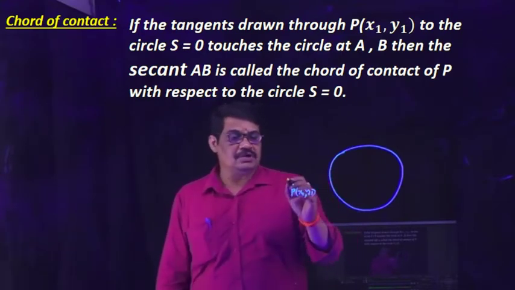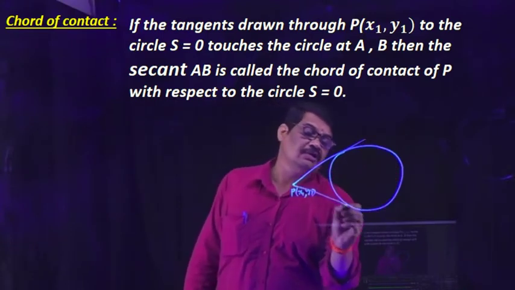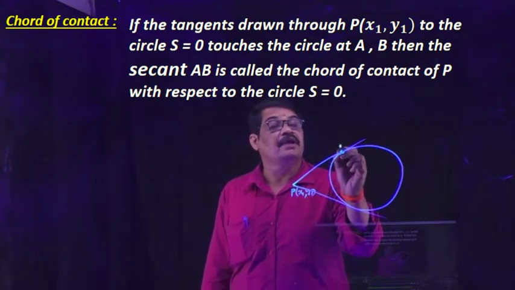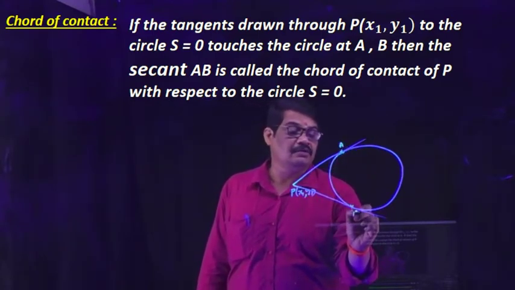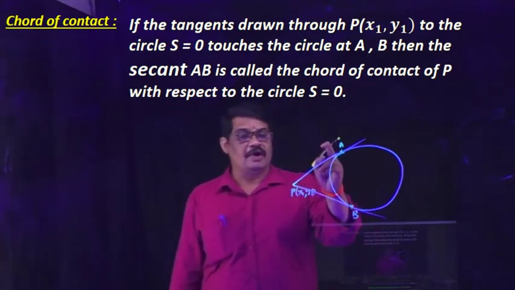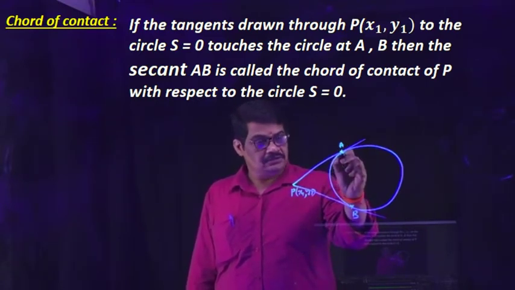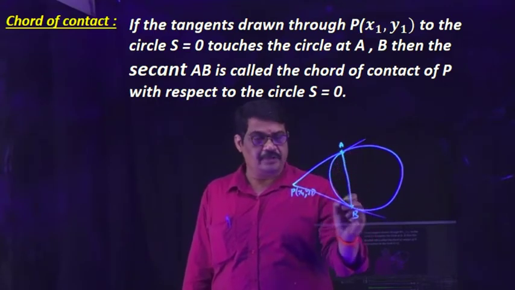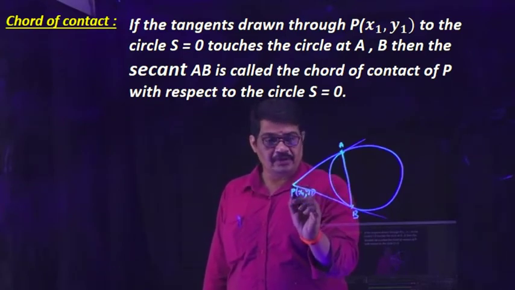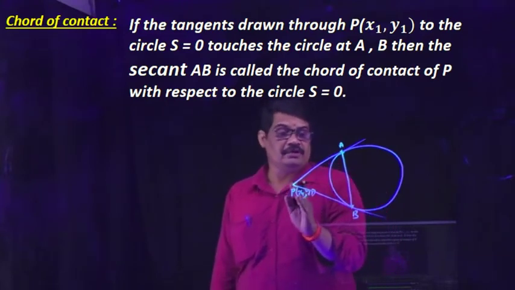First, draw the tangents to the circle. They meet at capital A and capital B. These tangents touch the circle at these 2 points, capital A and capital B. Now join the chord AB. This chord AB is called the chord of contact of P with respect to the circle.